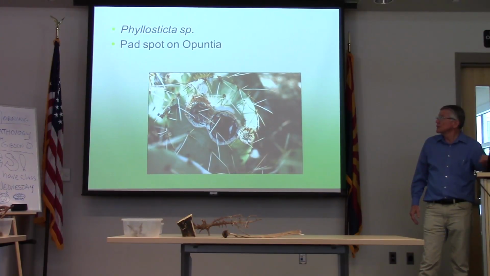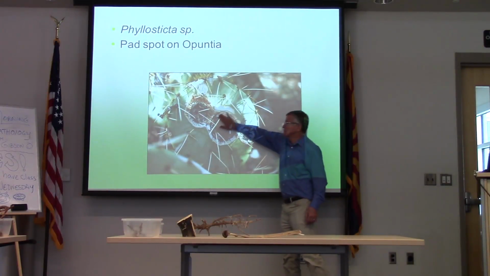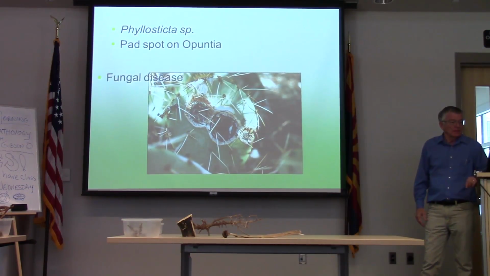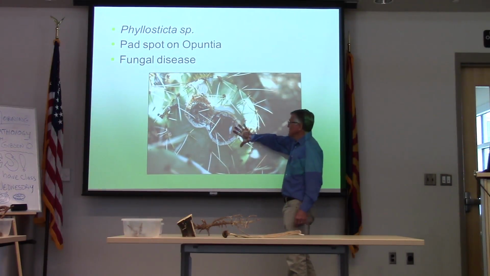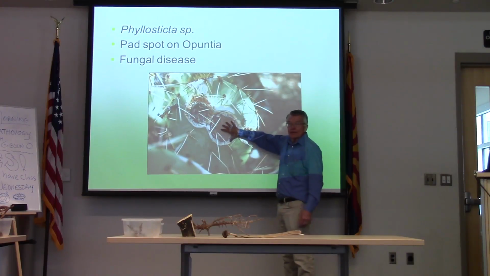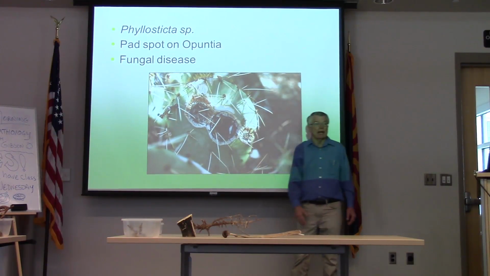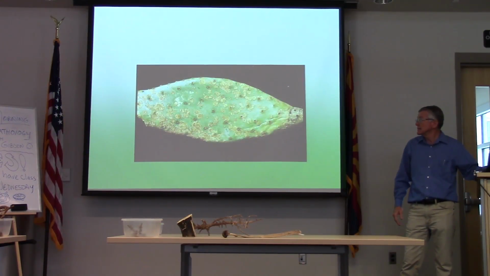This is Phyllosticta, which is pad spot on opuntia, pad spots. And they can be disheartening. It is a fungus disease. Once it's there, it's hard to get rid of. You're never going to get rid of the damage. So we just come in and prune out that particular pad and try to fix the problem with sanitation. Here's another example.